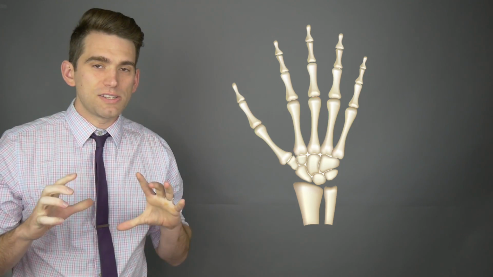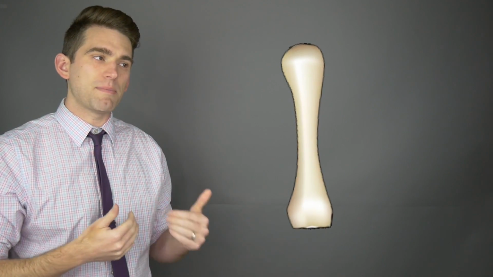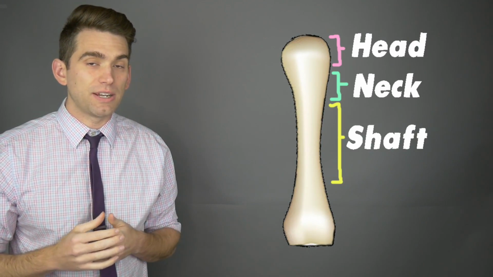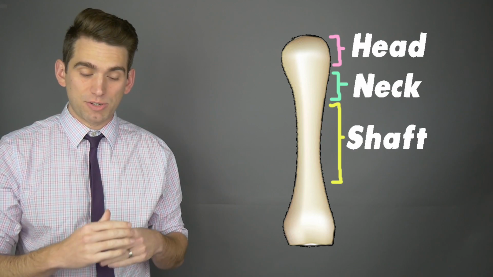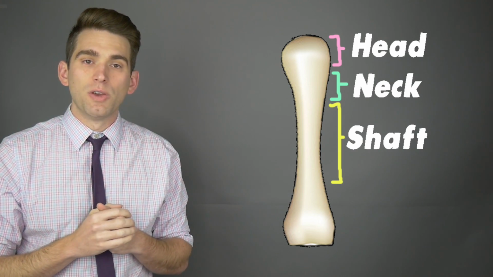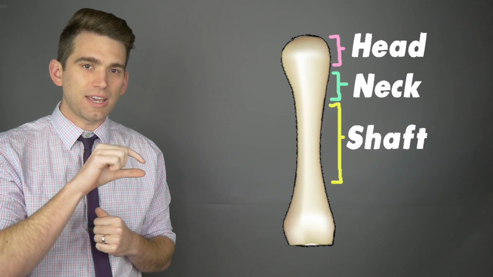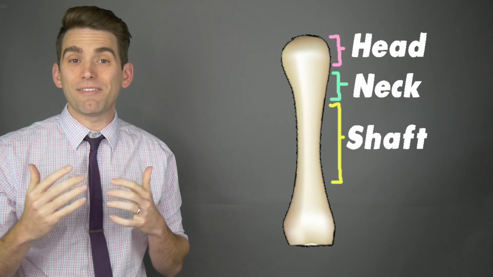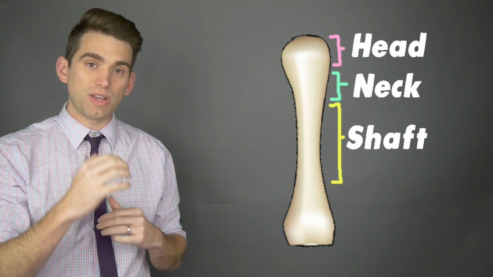index finger right here. Let's zoom in on this metacarpal and talk about the different types of fractures we can see and what that might mean. If we break this metacarpal down into three zones, we have the shaft, which is the long skinny part in the middle. We have the neck, which is closer to the end where it starts to curve out. And then we have the head, which is sort of the ball at the two ends of the metacarpal.